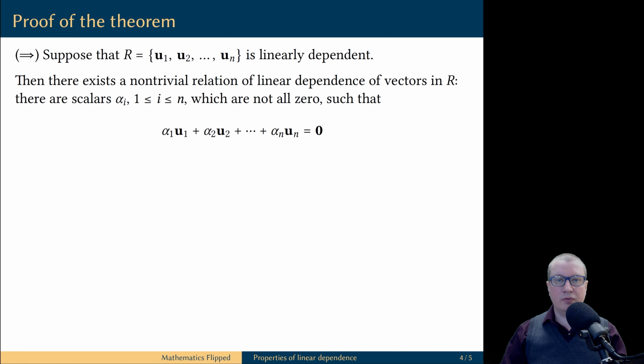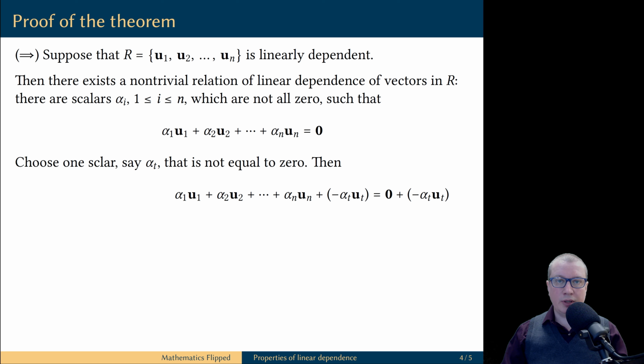By the definition of a linearly dependent set, this means that there exists at least one non-trivial relation of linear dependence on this set. And a non-trivial relation of linear dependence means that not all scalars are equal to zero. There must be at least one non-zero scalar. We don't know which one it is, so let's say it is a scalar alpha t.